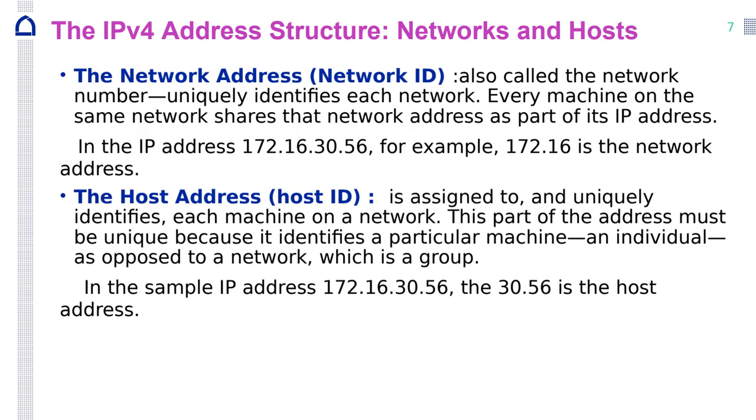The IP version 4 address has 2 parts. The first part is for the network, the second part is for the host. So if I have 172.16.30.56, the first 2 octets are for the network. Please look here: this part is N, this part is N, and this part is for the host. So this is a class B.